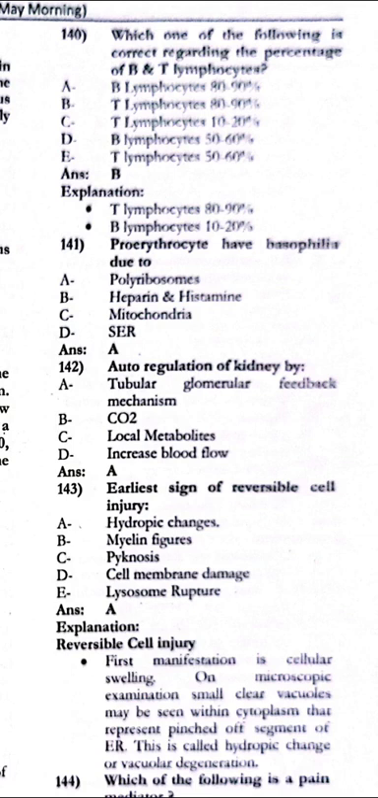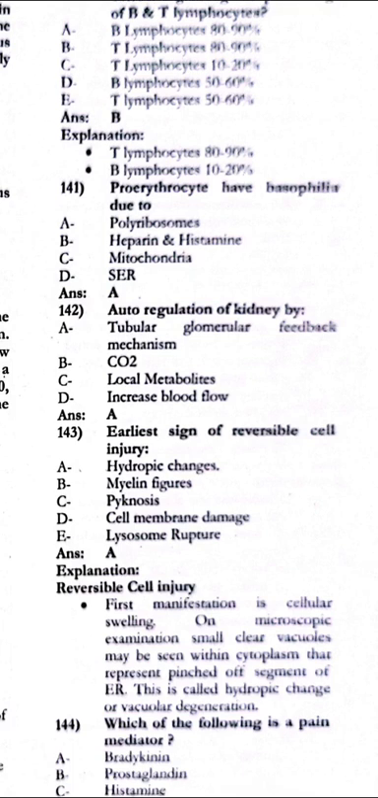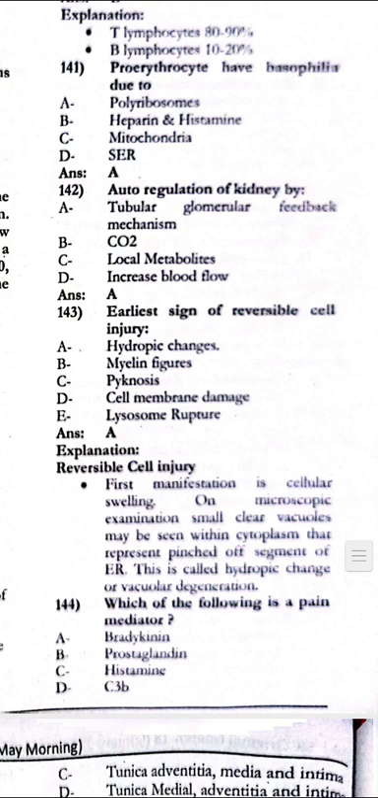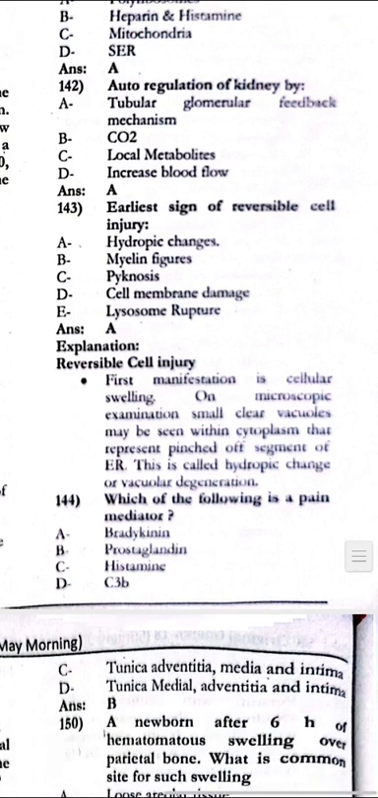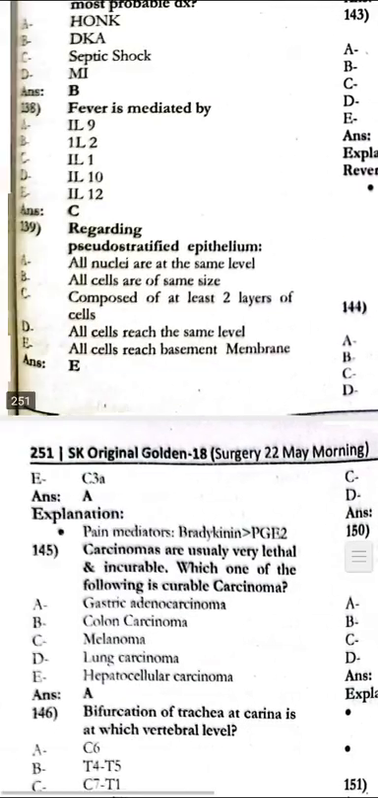Beta lymphocytes are 10 to 20%. The pro-erythrocyte has basophilia due to the polyribosomes. Autoregulation of the kidney is by the tubuloglomerular feedback mechanism. The earliest sign of reversible cell injury is the hydropic changes. Next, which of the following is the pain mediator? That is bradykinin.